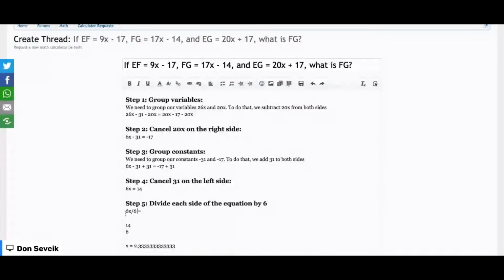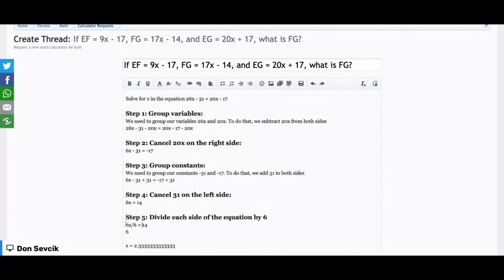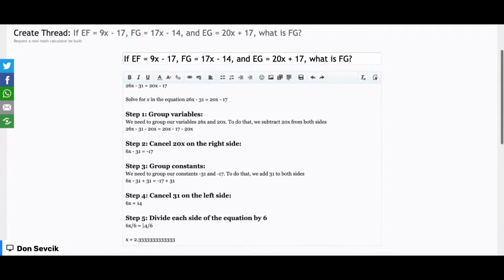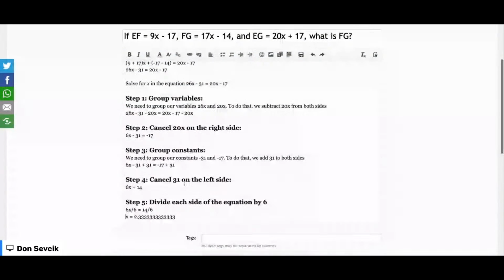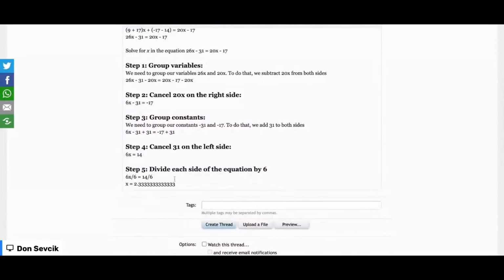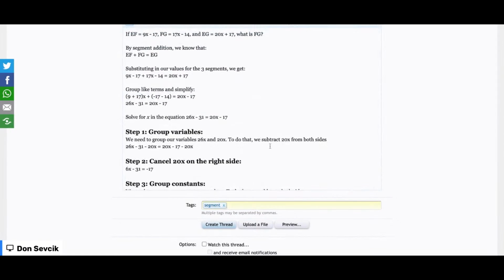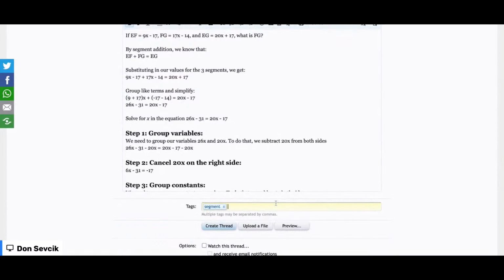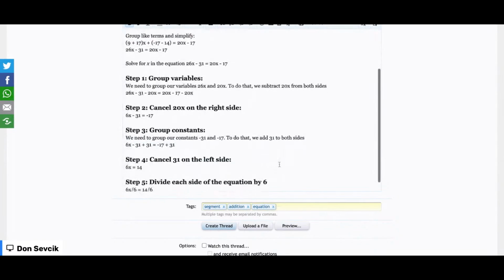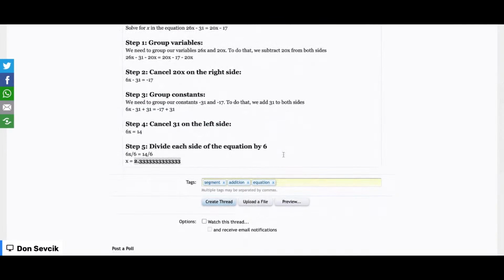And then let me fix the formatting here. Once we get this, we divide each side by 6, and we get this. So x is 2.3333 repeating. I'll scroll back up and give you a chance to look all this over real quick while I'm doing the tags. By the way, this is on our forum. So if you come to our forum, this problem is there permanently for you.